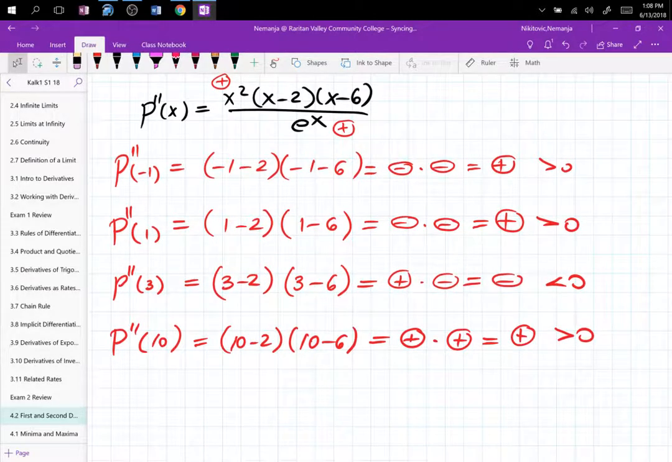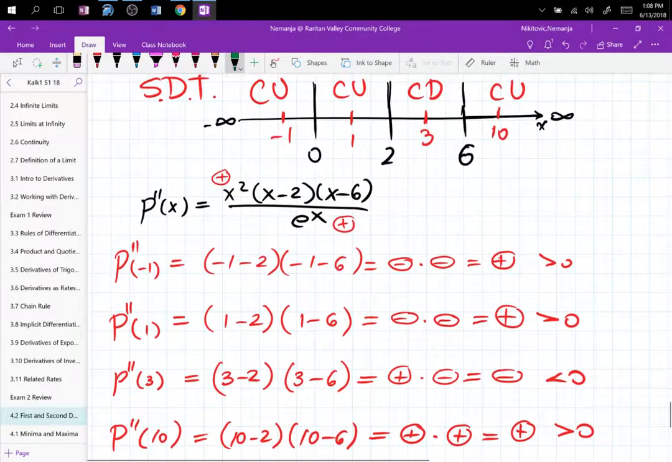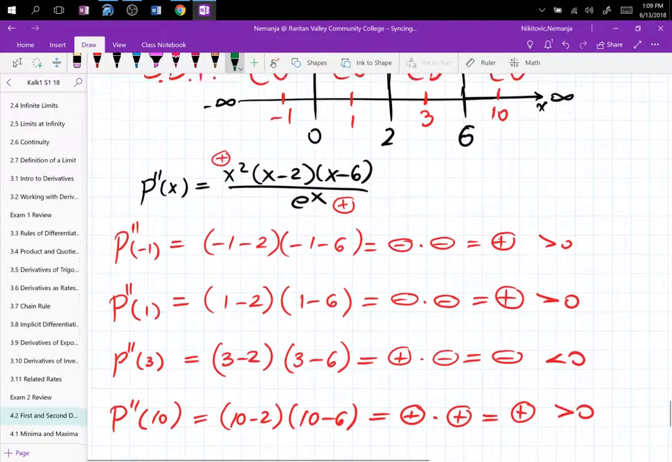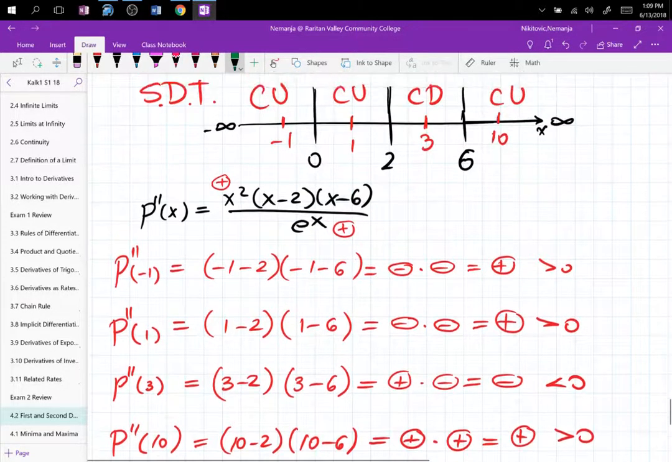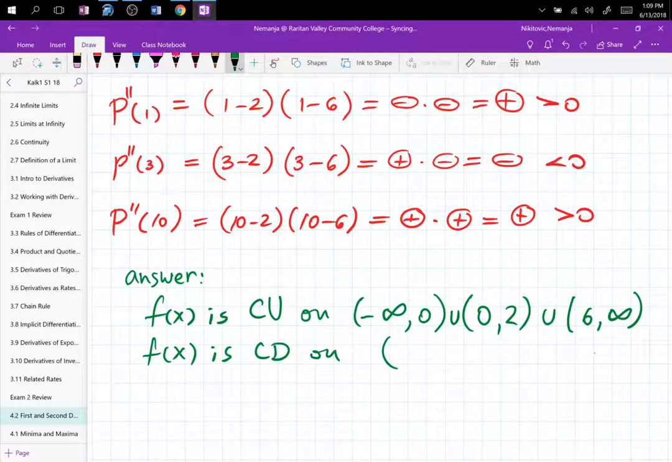Now we want to write the answer and go for lunch. F of x is concave down. Is the first one down? No, concave up, on negative infinity to 0, union 0 to 2, union 6 to infinity. Three concave up pieces. F of x is concave down on 2 to 6.